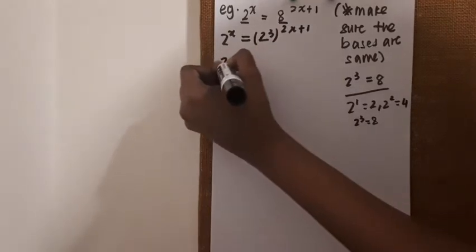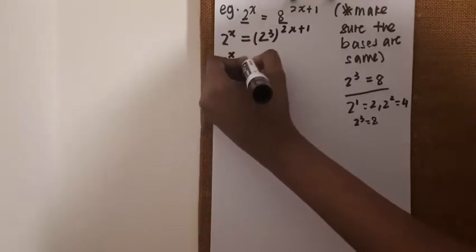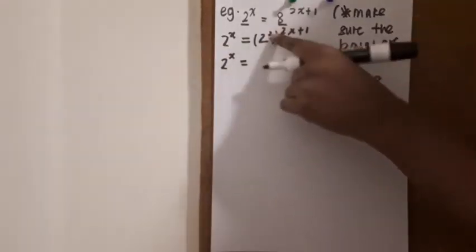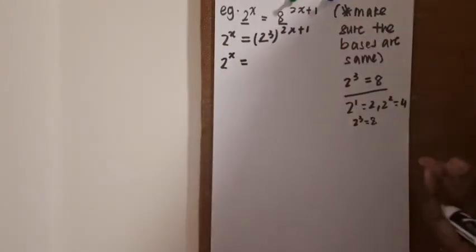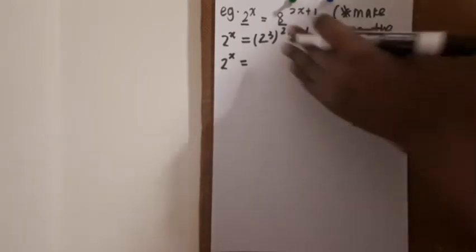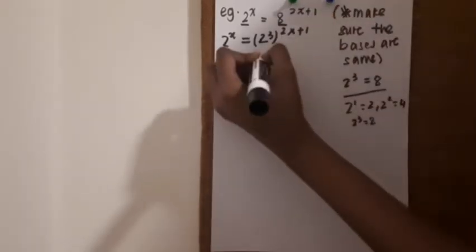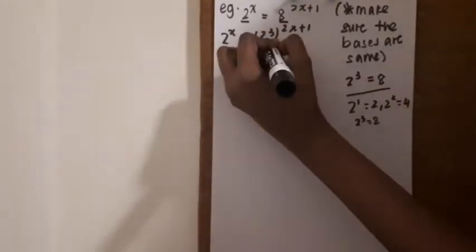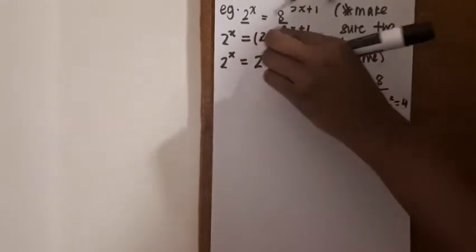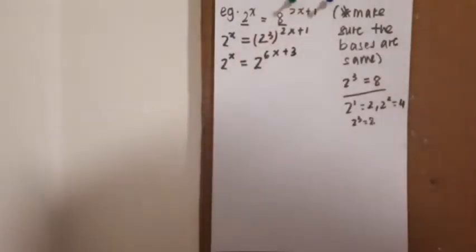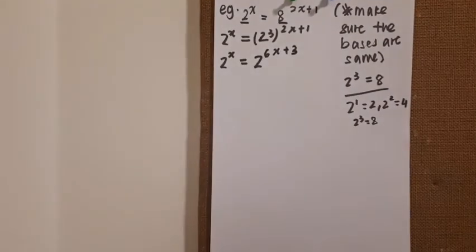Then 2^x equals 2 to the power of, you should open up the bracket. I have already taught you in the previous video that when you open up the bracket you have to multiply. So this is simply going to be 3 times 2x, which is 6x, plus 3 times 1, which is just 3.